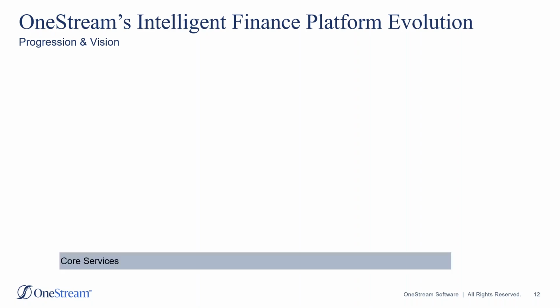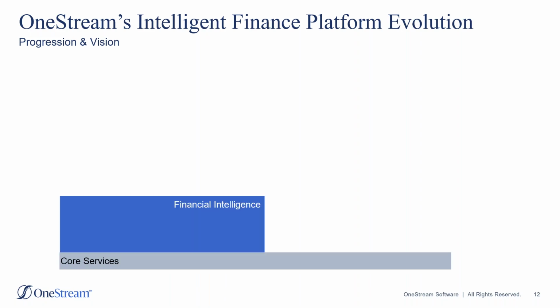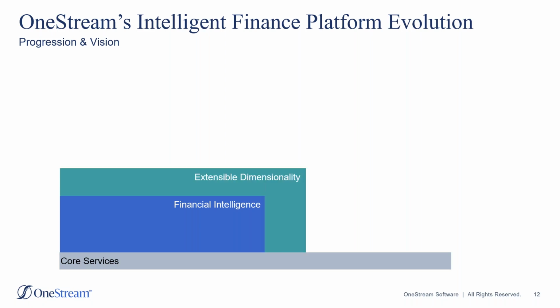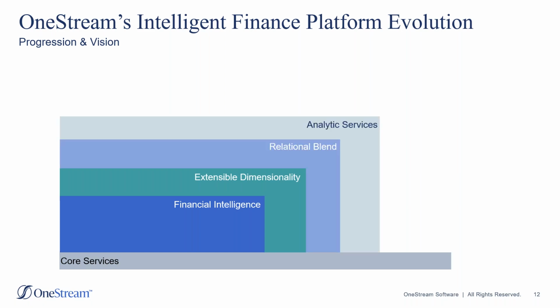So how has our platform evolved? So we start with our core services. That's our data quality, our metadata structure, our governance. On top of that, we built in financial intelligence, meaning we understand the difference between an asset and a liability account. We've employed a unique differentiator called extensible dimensionality, which I'm going to be showing you in just a bit, which enables customers to do this all in a single application. We've brought in relational blended analytics services, which really is the key to being able to delve into those operational details and really get to the bottom of what's happening in your business.